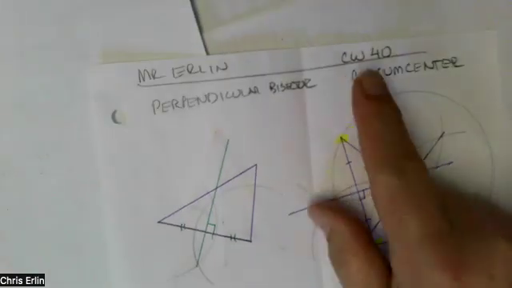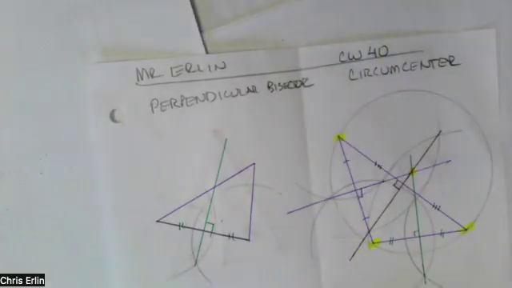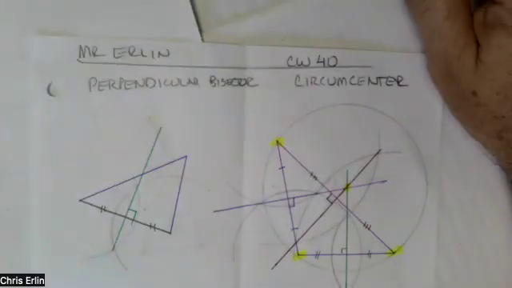Your homework tonight is to do what? Same thing. Up there, write HW40 and do exactly the same skills. That'll be homework number 40. Thank you.